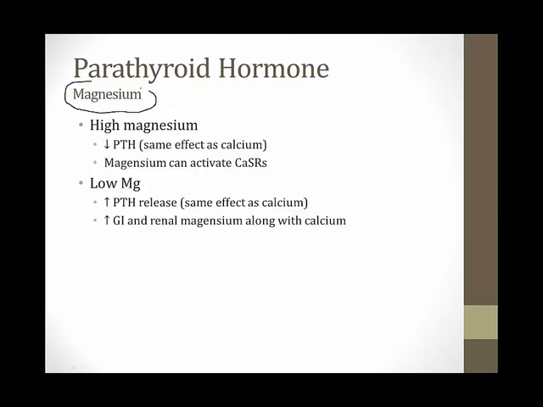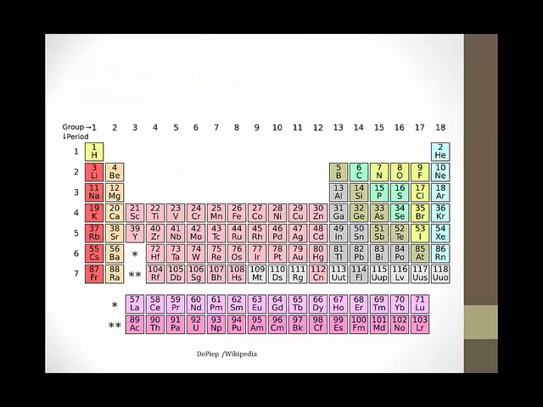Magnesium can also affect the parathyroid glands, and it has a very similar effect on the glands to calcium. An easy way to remember this is to recall that magnesium and calcium are very close to one another on the periodic table of elements. Magnesium and calcium share many similar properties, and thus it makes sense that they should both exert a similar effect on the parathyroid glands.